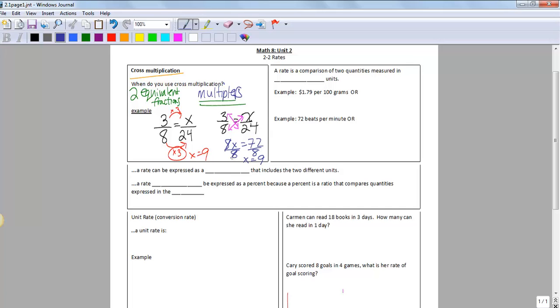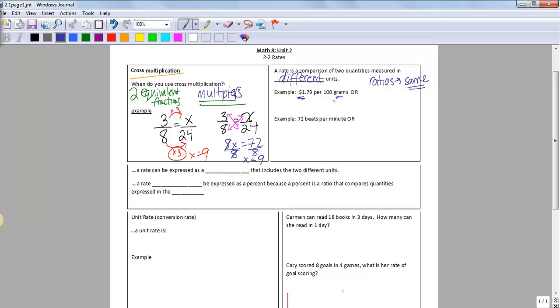But let's talk specifically about what a rate is. Now here it says a rate is a comparison of two quantities measured in different units. Now when we talked about ratios, remember, they were the same units, right? We talked about students or balls or cars, right? The ratio of blue cars to black cars. Those are the same units. You know what's a rate? If it's different. So this example is talking about money and weight, right? $1.79 per 100 grams. So that's an example of a rate.